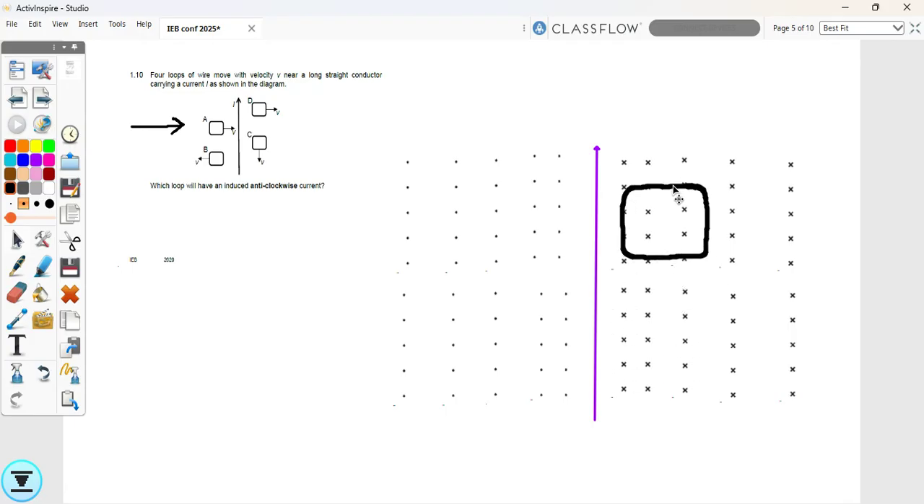Moving it up and down in the field, you can see there's no change in magnetic flux, and therefore there would be no current induced in this loop, in this closed loop. Remember, it also has to be a closed loop for that to happen.